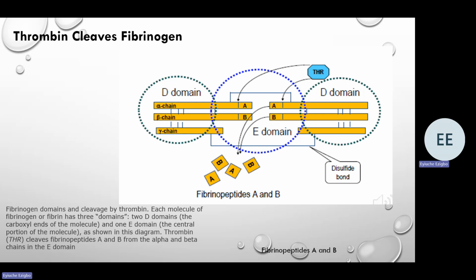Each molecule of fibrinogen has 3 domains. It has 2 D domains, the carboxyl-terminal portions, and 1 E domain, the central large portion of the molecule. And we have said that thrombin cleaves the fragments named the fibrinopeptides A and B, that is the sites of the cleavage, from the amino termini of the alpha and beta chains in the E domain, leaving behind sticky ends. These sticky ends are the ends that will polymerize with neighboring fibrinogen molecules.